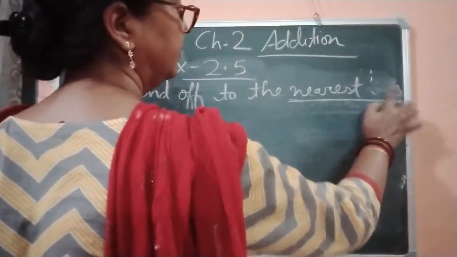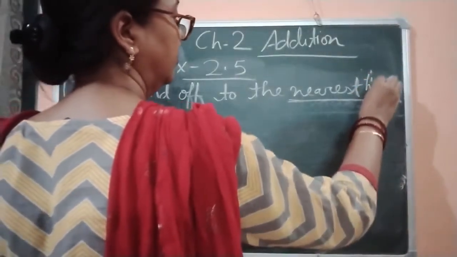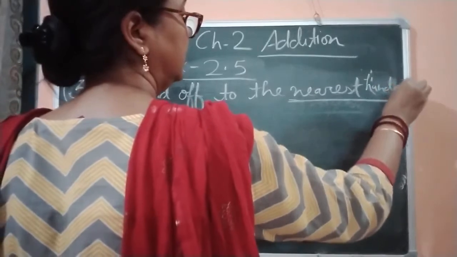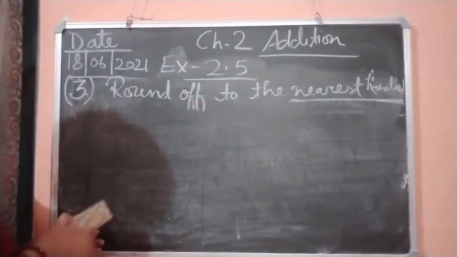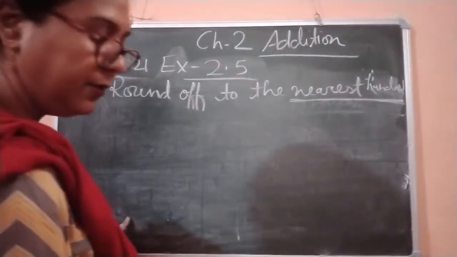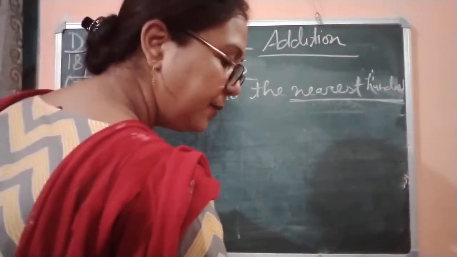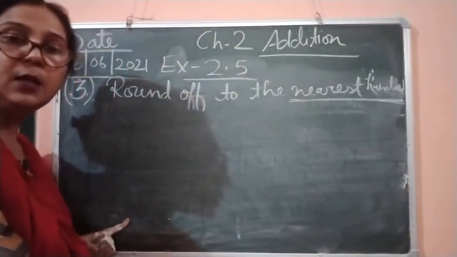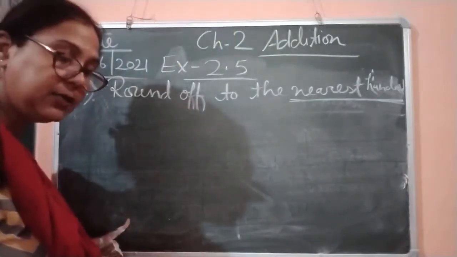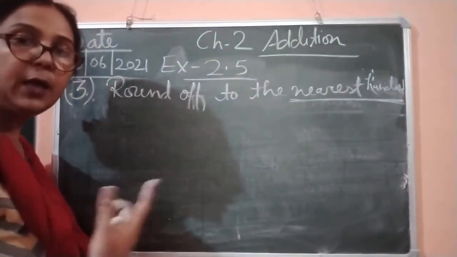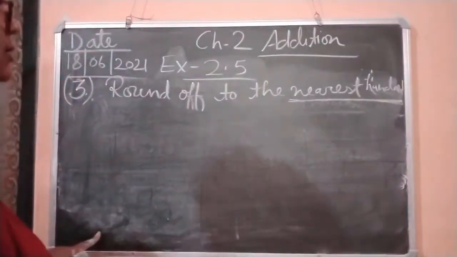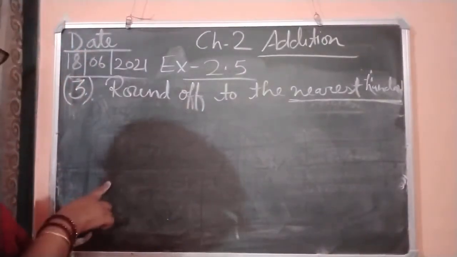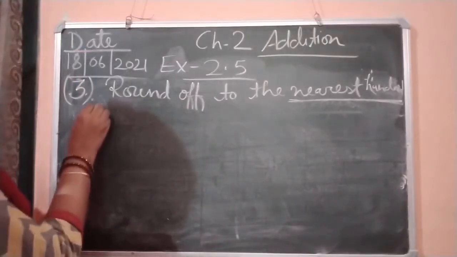Nearest 100. So the third question is rounding off to the nearest hundreds. Now third number, you can find this exercise on page number 37, and this is question number 3. Round off to the nearest 100. Now, first number is 439.